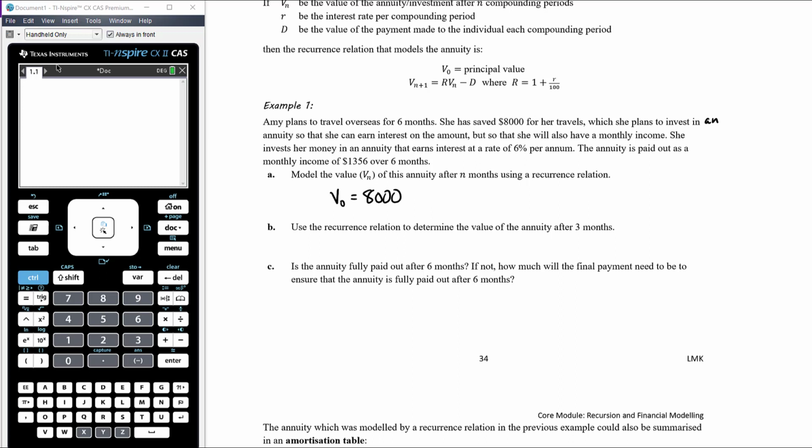So that's the principal value of the investment. Then we want to work out the recurrence part of the recurrence relation. So Vn plus 1 is going to be equal to something that happens to Vn. Vn is going to be multiplied by something, that is the compound interest, and then we're going to be withdrawing the payment. So we're going to be subtracting the payment. Minus the payment is minus 1356, so we take that out every month.